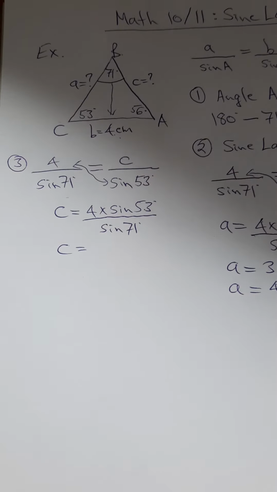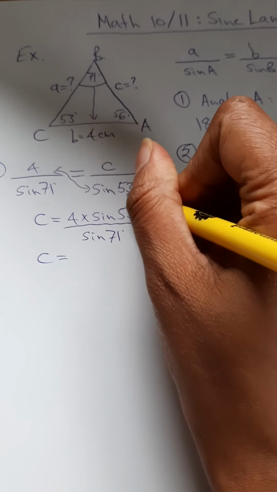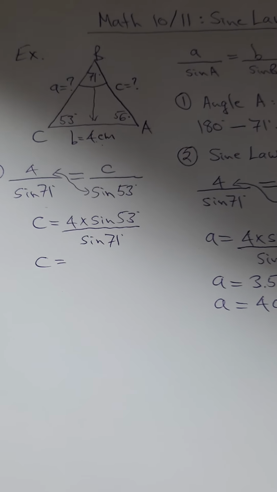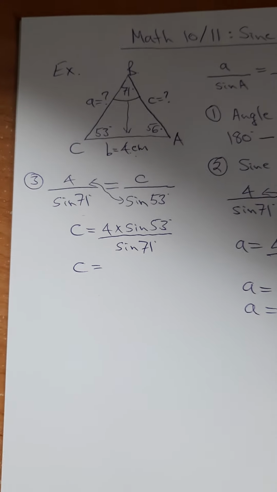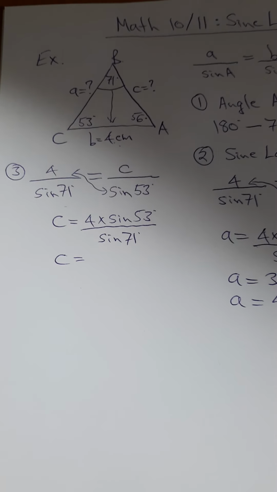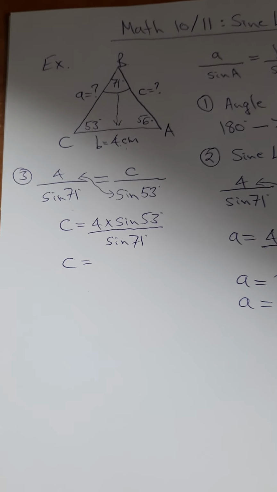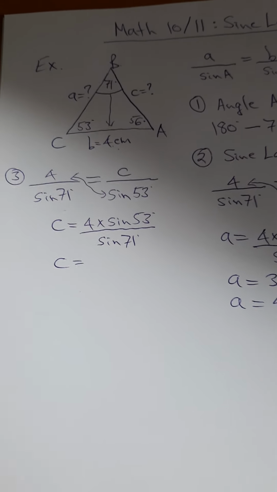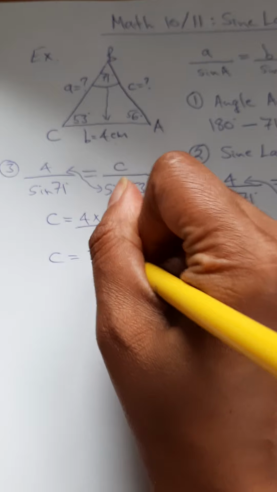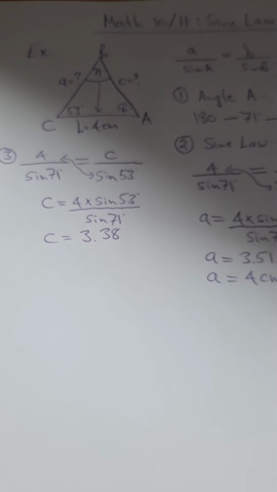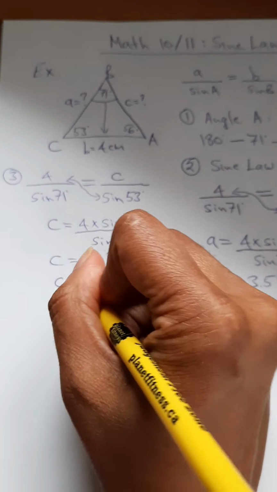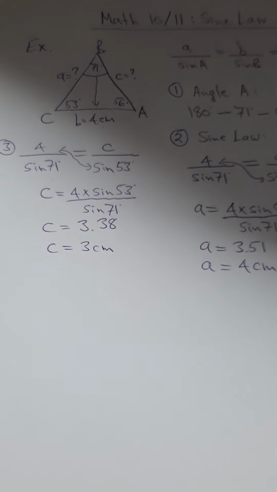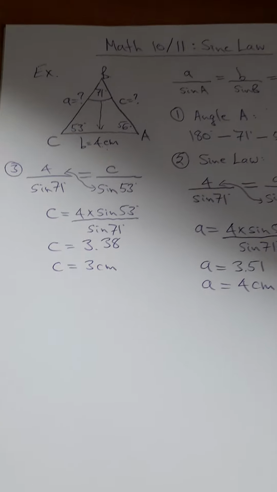Oh, sorry. So sine 53, and then we'll divide it by sine of 71. Make sure your calculator is in the degrees mode when you're finding the value here. So we're getting 3 point, I'll write down what we have here. 3.38. But when I round it to the nearest centimeter, we're just going to put 3 centimeters. So just like this.